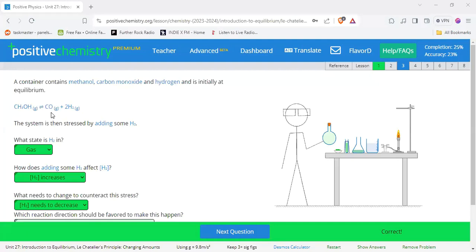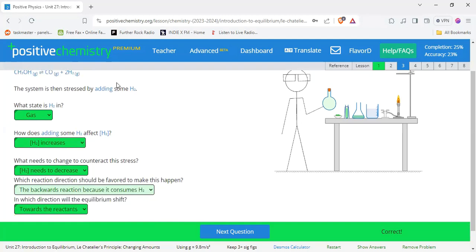How about question 3? We have a new reaction, and it is initially at equilibrium. And this time we added some product.